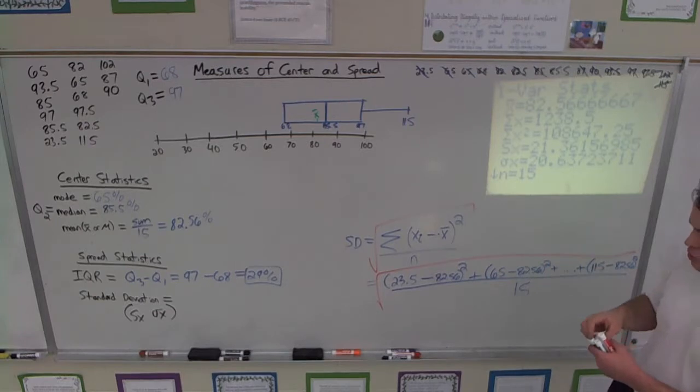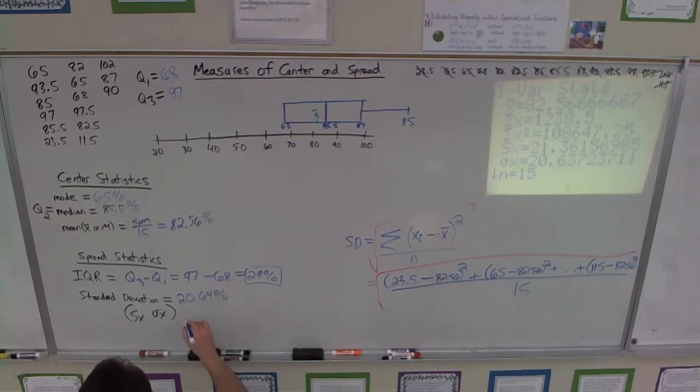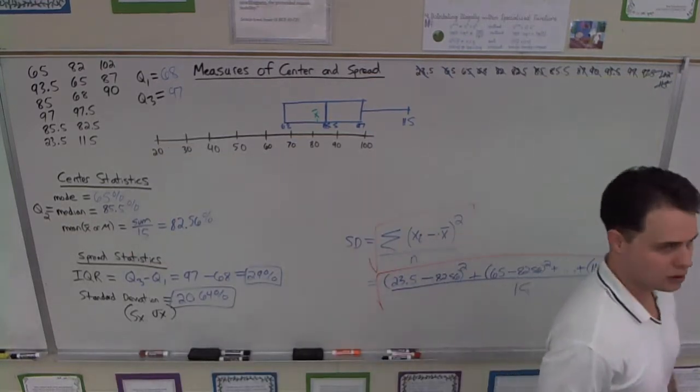So there we go. If we did that calculation, we would get 20.64%. Okay, turn off my calculator.